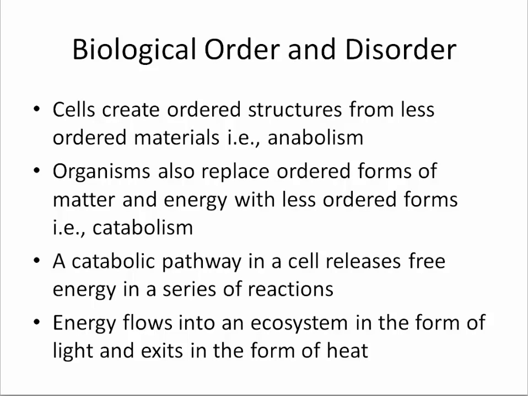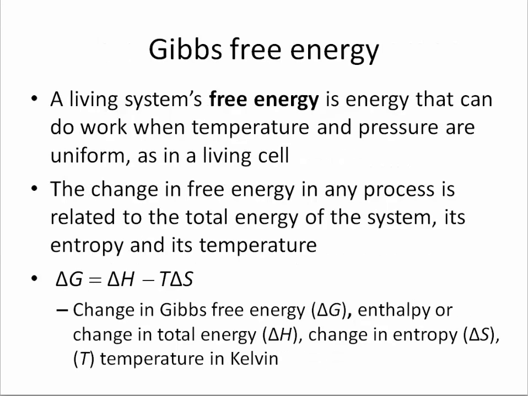Cells create ordered structures from less ordered materials, and that is called anabolism. They also replace ordered forms of matter and energy with less ordered forms, and that's called catabolism. The catabolic pathway in a cell releases free energy in a series of reactions. Energy flows into an ecosystem in the form of light and exits the ecosystem in the form of heat.